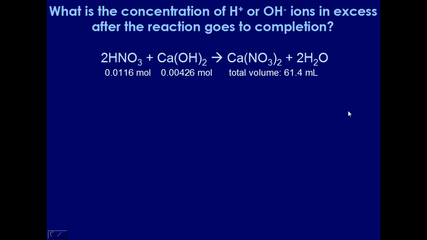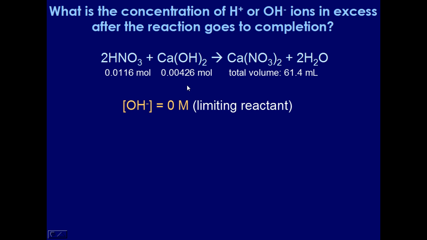Since we know that the hydroxide is at 0 because it was used up completely, hydrogen has to be our 0.0116 moles of nitric acid. Because I have a 1-to-1 ratio of hydrogen to nitric acid, that gives me my initial amount of hydrogen ions I had present. All of the calcium hydroxide was consumed in this reaction, specifically towards the hydroxide ion. But because there's 2 hydroxide ions in calcium hydroxide, the moles of hydroxide consumed would be twice this.